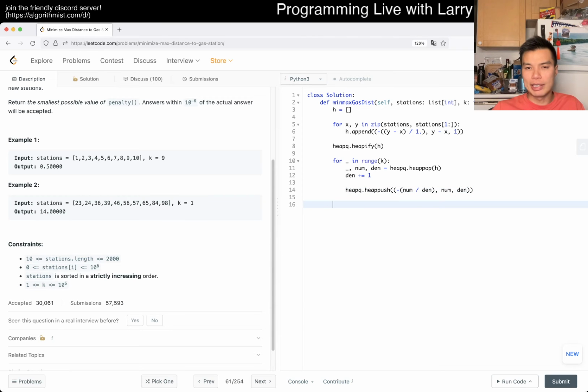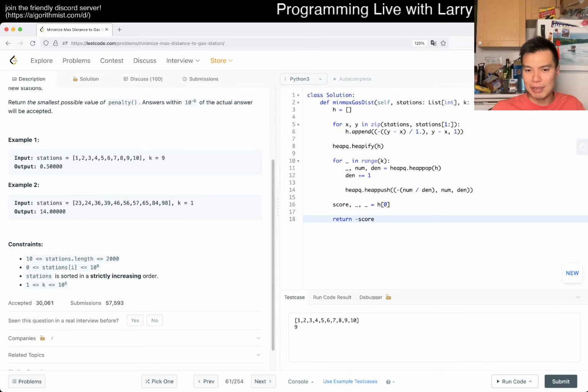And then now we can return. So after all the k iterations, the number that's on top will be the max delta, right? So then now we can just do, right? Now we care about the score. We don't care about the other thing, well, we could even just look at h of 0, maybe. Maybe that's a little bit more precise. And then we can return negative score. I think this works.